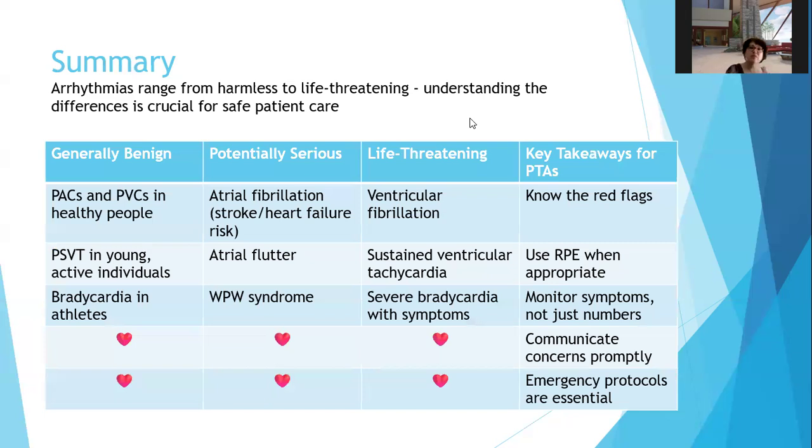So arrhythmias can range from harmless to life-threatening. If you understand the difference, it helps you provide better, safer patient care. Generally benign are premature contractions in healthy people, or bradycardia in athletes, or premature ventricular contractions in young active individuals. And it's usually just a one or a two. It doesn't go on for minutes.